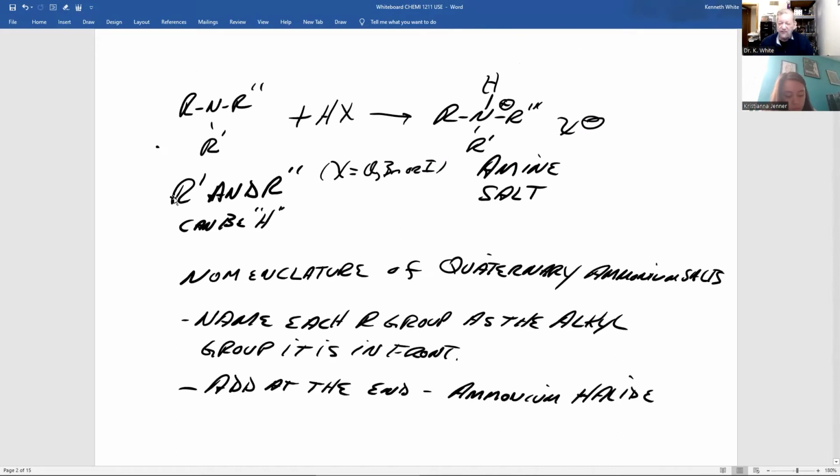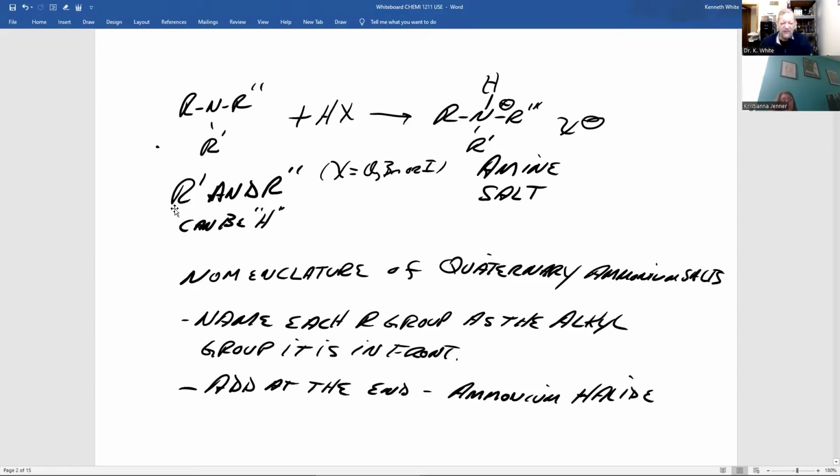Now, when I do this, students in a class will ask me, well, how do you know if you have an amine salt or a quaternary ammonium salt? And I say very simple. Amine salts have 1, 2, or 3 R groups. Quaternary ammonium salts have to have 4. That's why it's called quaternary, for quatern 4.